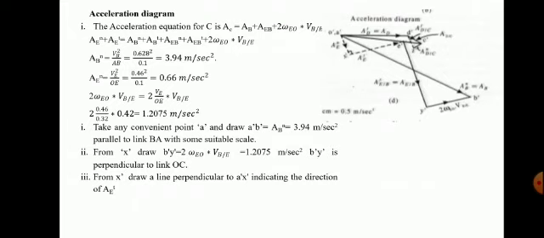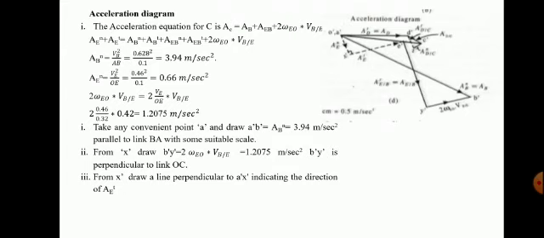Coriolis component is always given by 2 into omega EO into VBE. VBE you already know, omega also you know. You just calculate that value, 2 omega VBE. It can also be calculated.